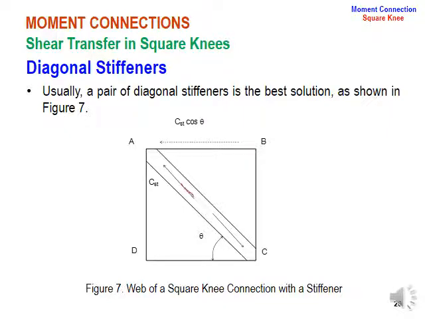Within the diagonal stiffener, a force is going to be produced, CST, where ST is for stiffener and C is the compressive force. If we show the angle of the diagonal stiffener as theta, then two components are produced. One component along the face AB will be CST cos theta. Once you develop the equation for the capacity of this joint, this CST cos theta is going to contribute towards enhancing the capacity of this shear connection. You will see.